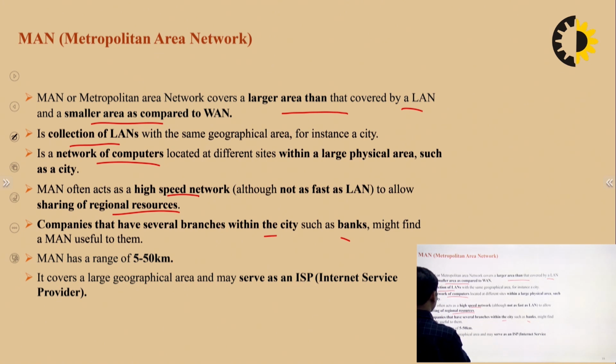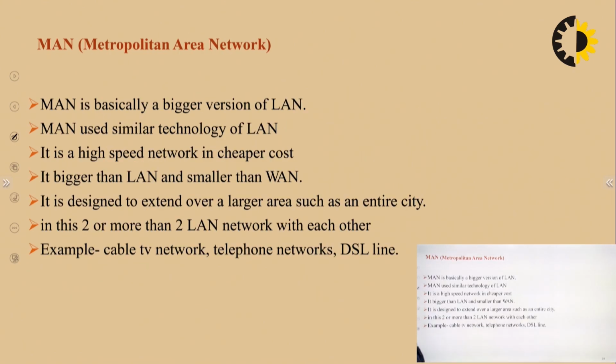MAN has a range of 5 to 50 kilometers. The large geographical area may be served by an ISP, internet service provider, and with the help of this they can be connected. A MAN is basically a bigger version of a LAN. MAN uses similar technology to LAN, a high speed network at cheaper cost, bigger than the LAN and smaller than WAN. As discussed, in a city, two or more LAN networks are joined with each other.